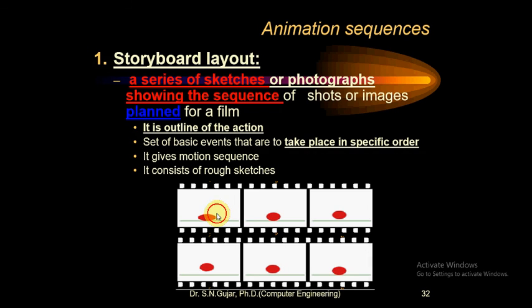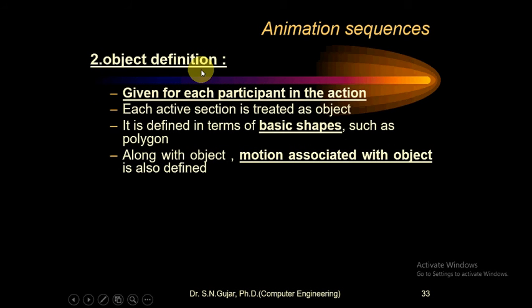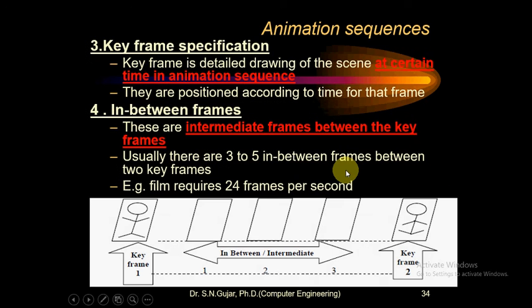Now the second one, object definition. In the object definitions, each particular action is given a definition, and different objects can be put on the one storyboard. Each active section is treated as an object. It is defined in terms of basic shapes such as polygons. Along with the object, the motions associated with the object are also defined.